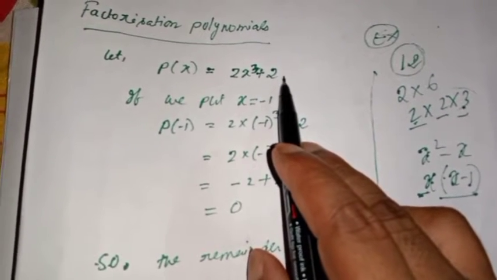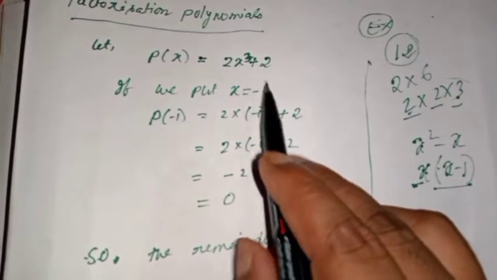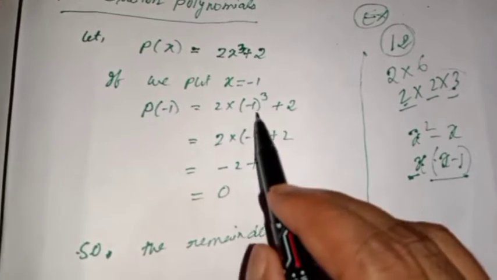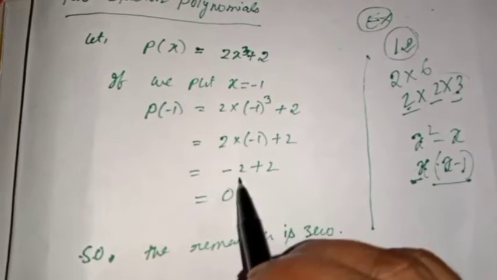All of you know? Yes. So suppose here I am putting x equal to minus 1. After putting minus 1 in the place of x, we get 2 into minus 1 cube plus 2. Minus 1 cube means 3 times minus 1 multiplied, then again you will get minus 1, and 2 into minus 1 is minus 2.